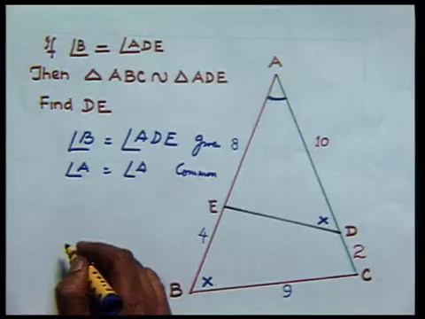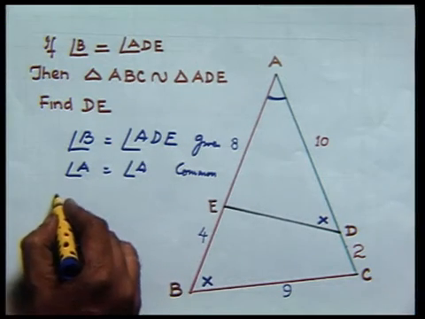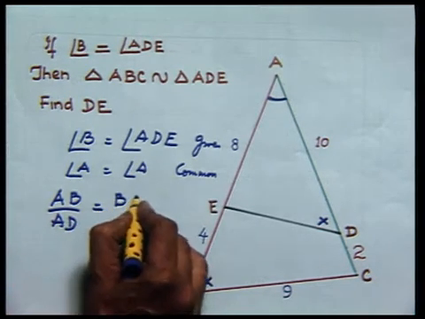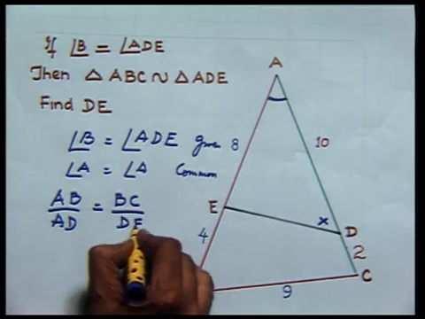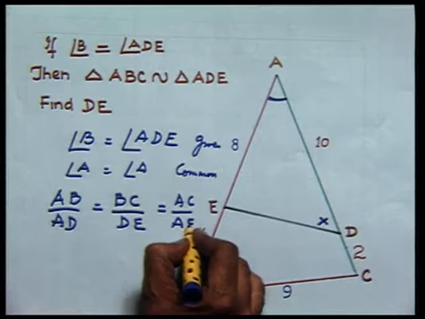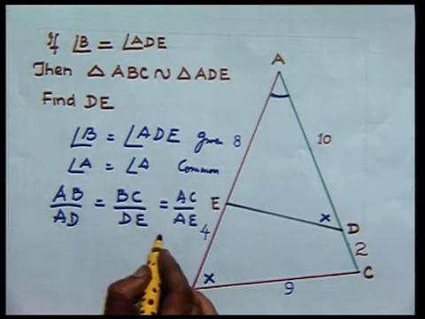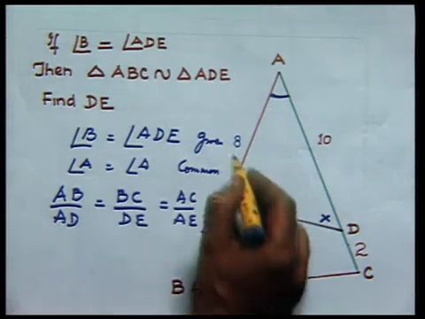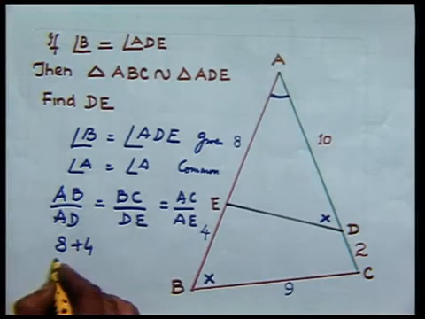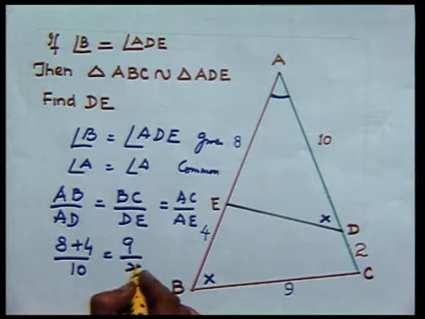Now in this further question we ask you what will be the measure of DE. Since triangle ABC is similar to triangle ADE, that means AB upon AD will be equal to BC upon its corresponding side DE, and this will be equal to AC upon AE. Since I have to find DE, I will make use of this equality. AB here is 8 plus 4, AE being 8 and this being 4, and AD is 10, BC is 9 units, and DE I have to find out. Let this be x.